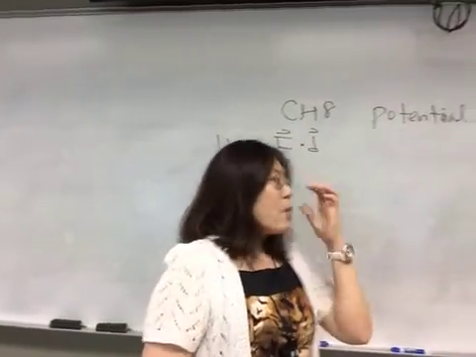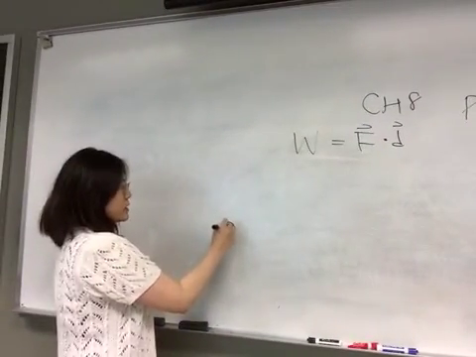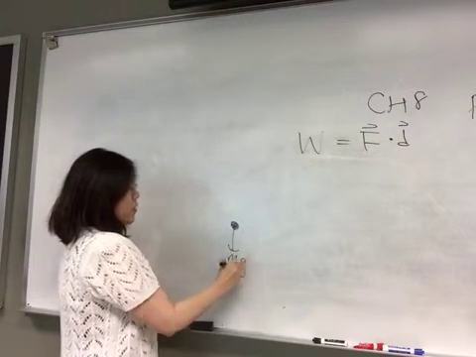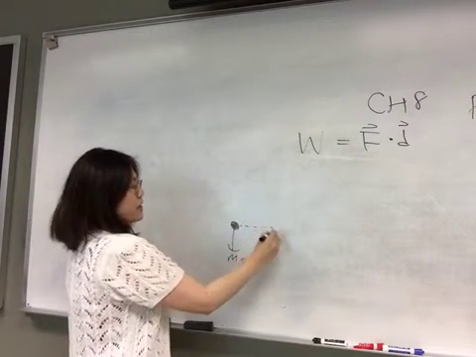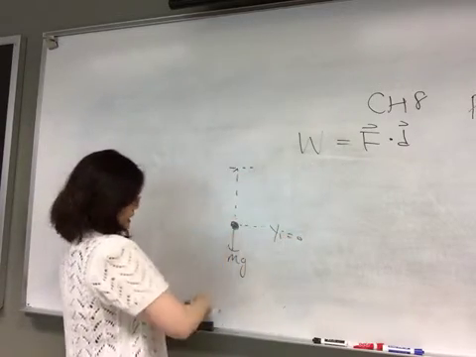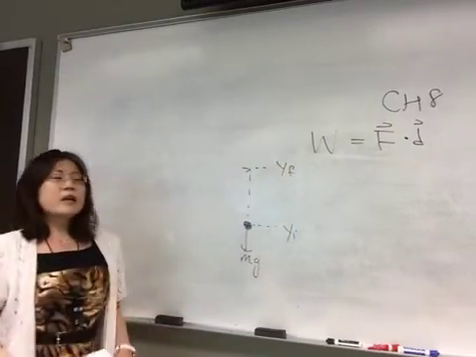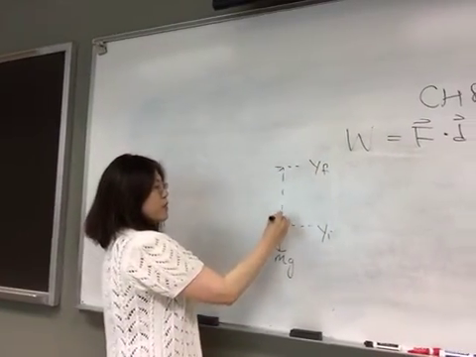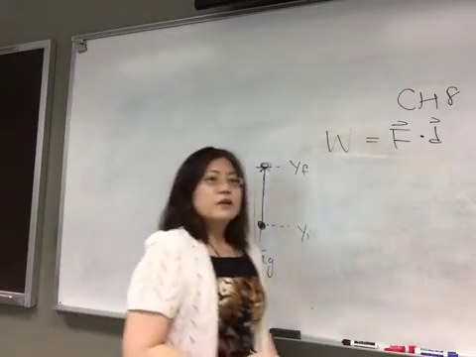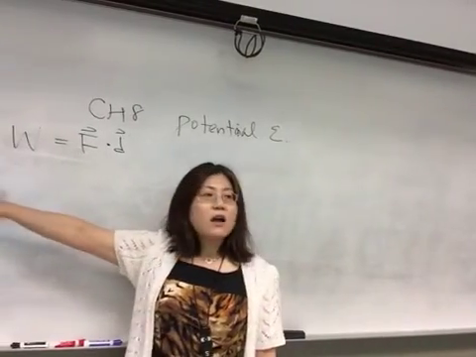Okay, so what about when you have an object that experiences gravity, so you have downward gravity, and we bring this object from this initial point to, let's say, the final position. So let's say going from this point, we move this object to this point. You can see that the distance now is not a constant.